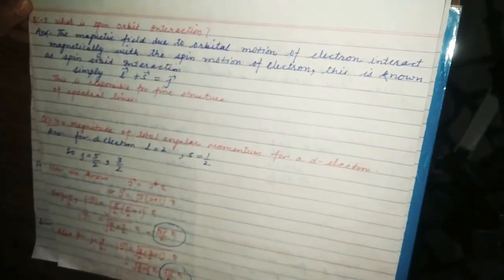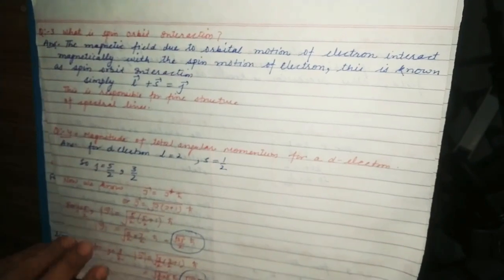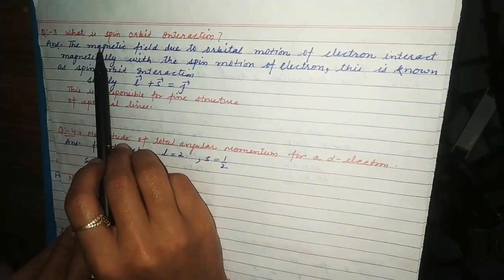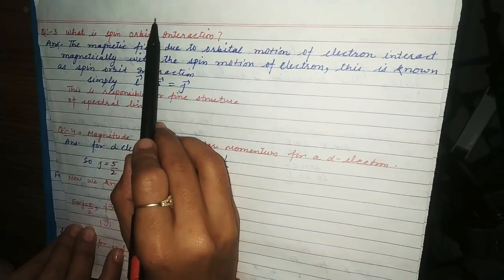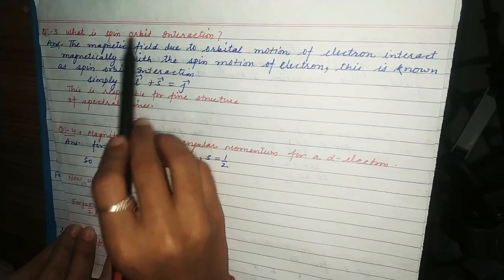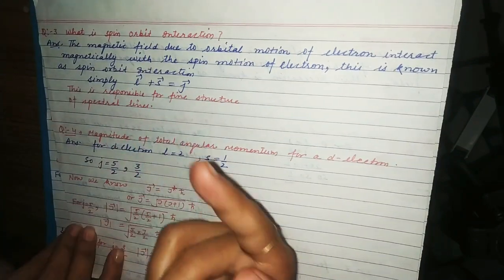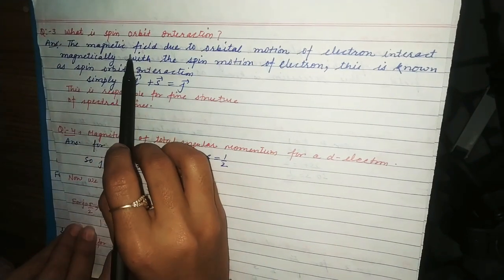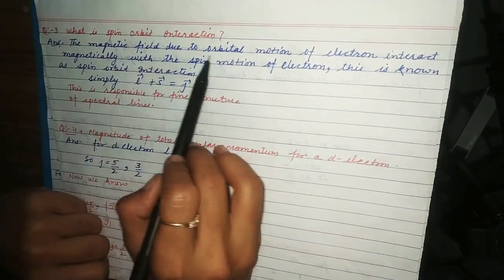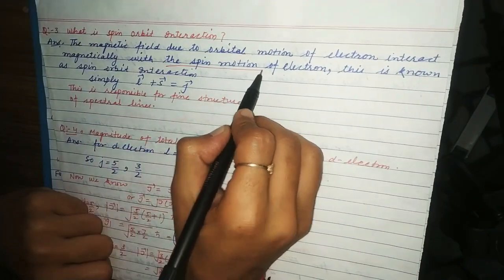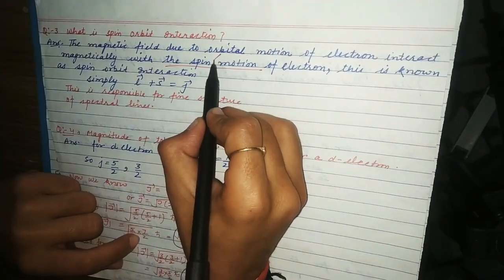Now let us move to the third question. Our third question is, what is spin orbit interaction? And this is very simple. This is the interaction between the spin motion and orbital motion. What happens is, the orbital motion, in which the electron is revolving in its orbit, produces its magnetic field, and that magnetic field of the orbital motion will interact with the spin of the electron. So there is interaction between orbital and spin.